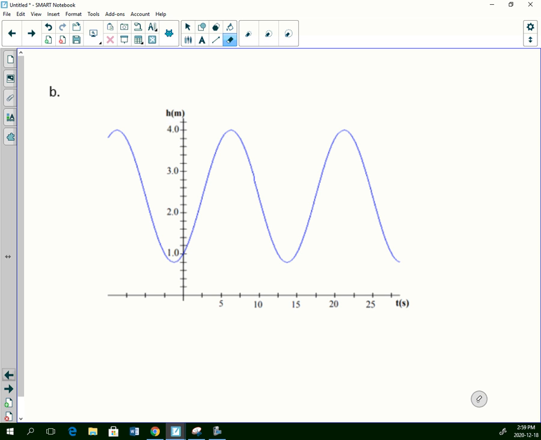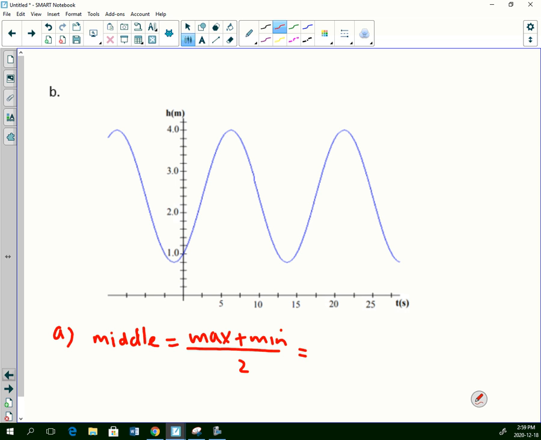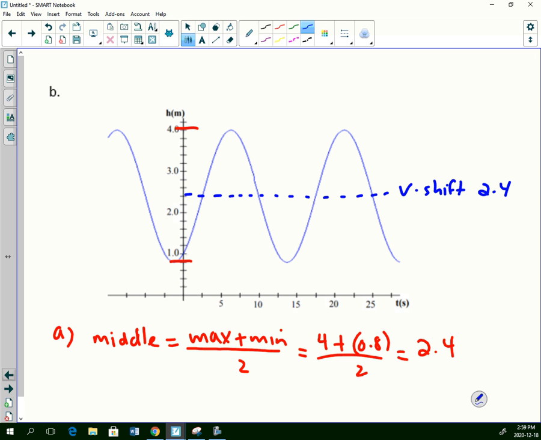So if I was doing this one, I'll start by finding the middle. So the top plus the bottom divided by 2. The top of this graph looks like it's at 4. The bottom of this graph looks like it's at 0.8, and I'll divide by 2. So 4.8 divided by 2 is 2.4. So that's where my middle is. So I'm going to draw that on here. So 2.4 would be approximately here. So my vertical shift is 2.4.